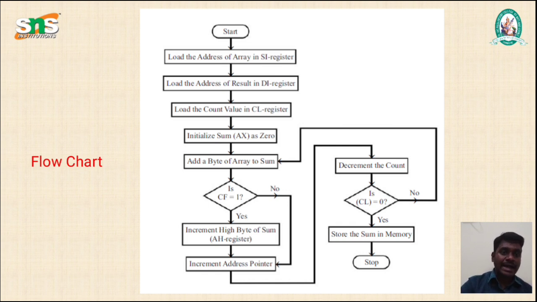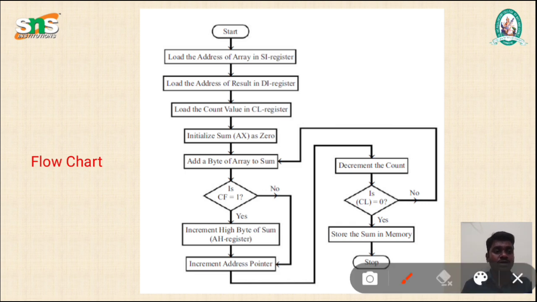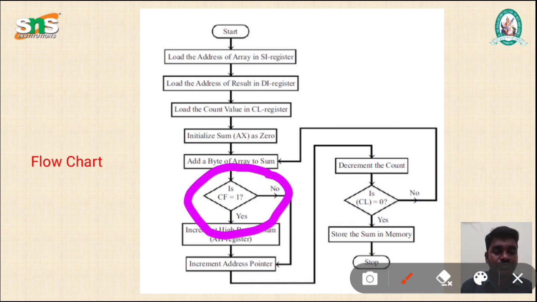Next step, add the byte of array to sum. Next step is the JNC command. This is the important one in the program. This is the jump command, JNC, jump on no carry. If adding two numbers has a carry, the condition is yes, and it will go to some line. If no, it will go to some other line. So this is the actual jumping command usage.